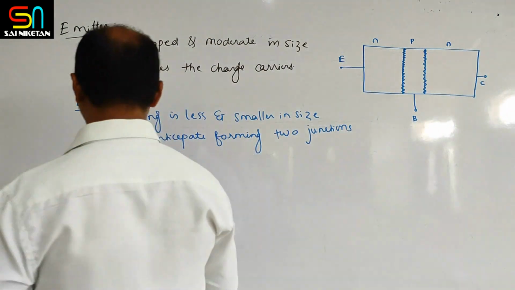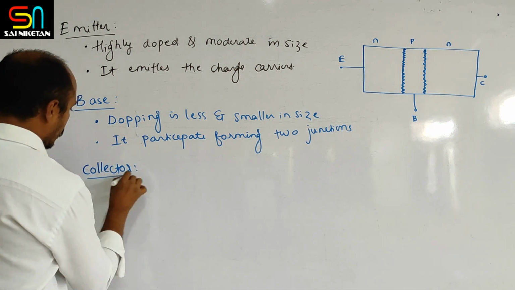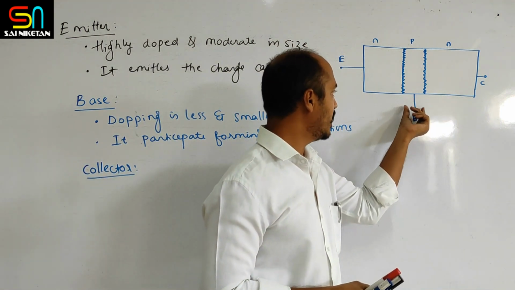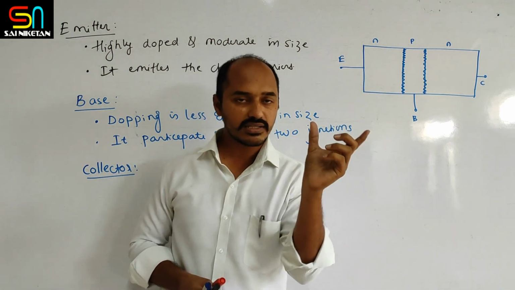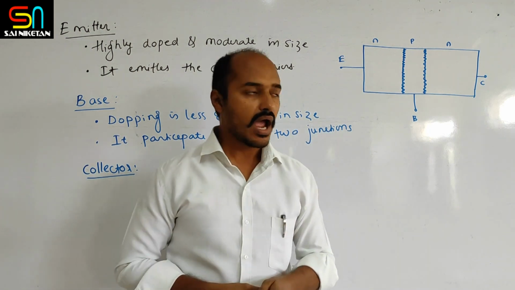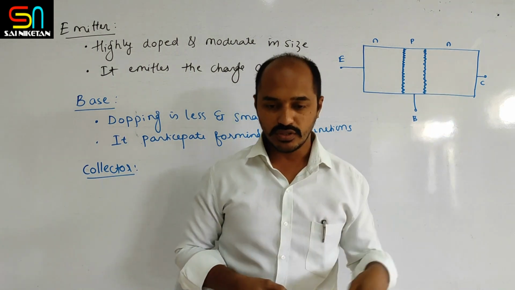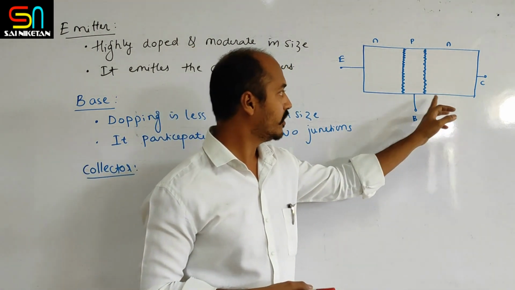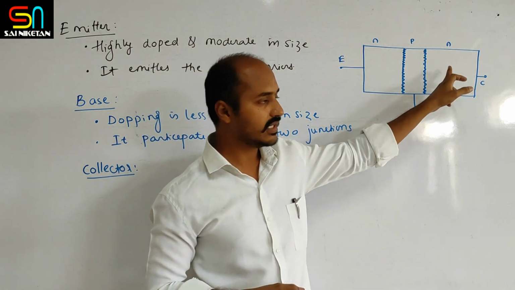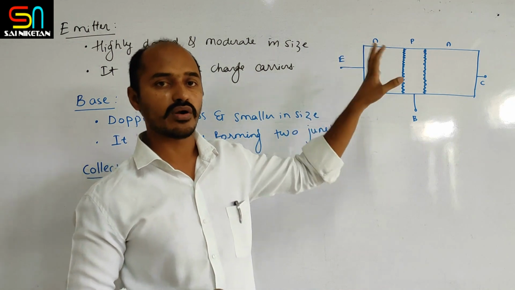Next one is collector. If you compare the size of the collector with the size of base as well as emitter, you can see here the collector's size is much larger compared to both. So it is large in size. And talking about the doping, it is moderate doping. Here the doping is more compared to the base but less compared to the emitter region. So it is moderate doping, you can say.